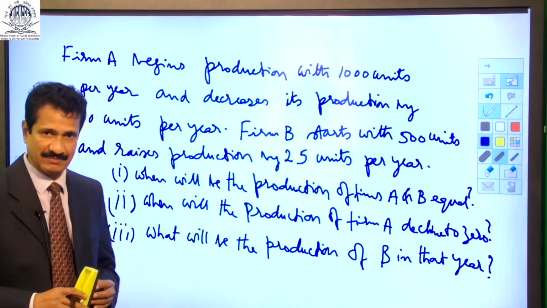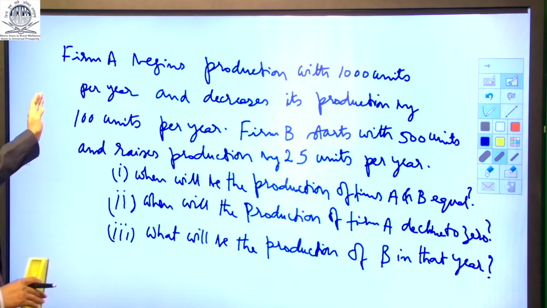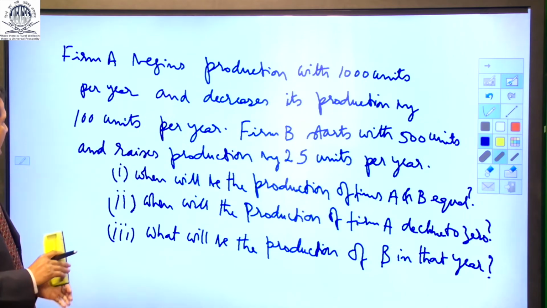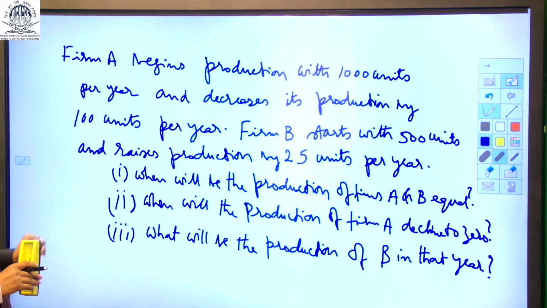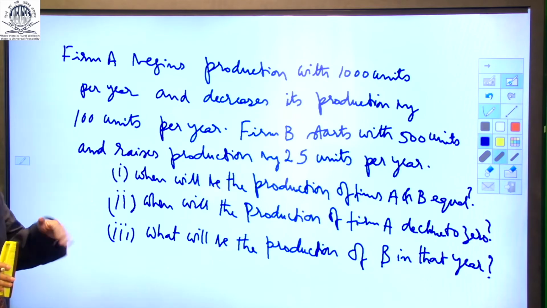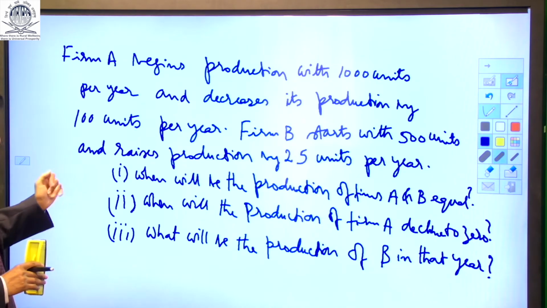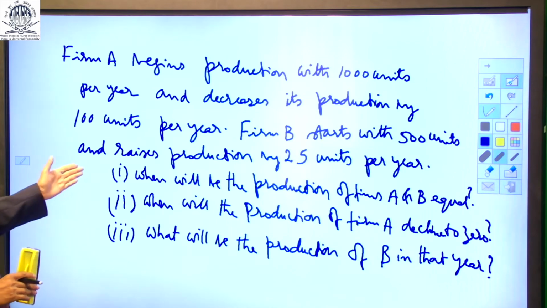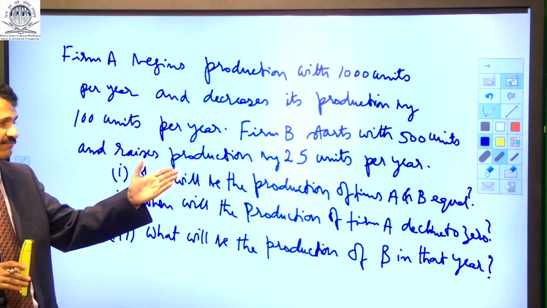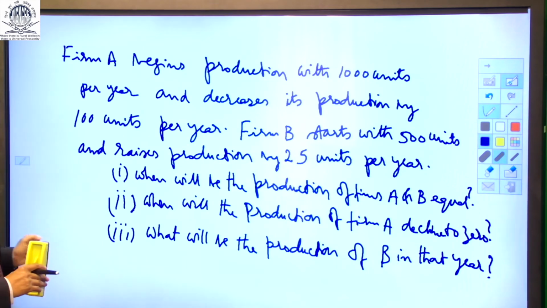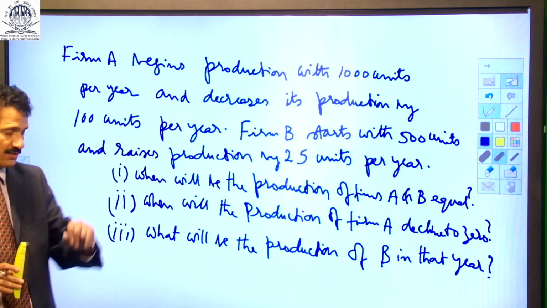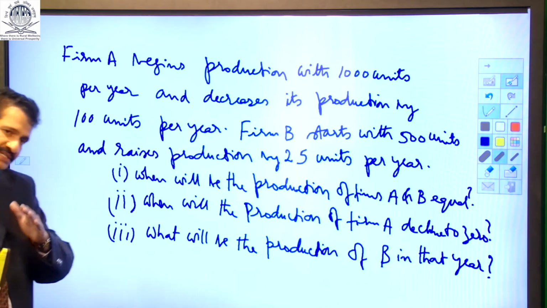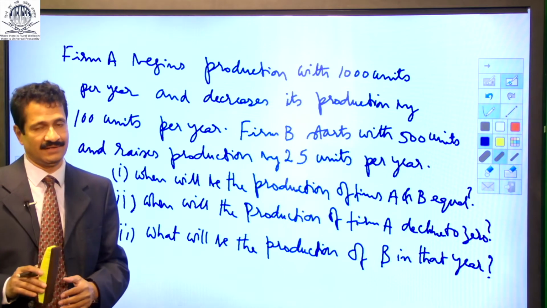Let us now move to the other problem. Let me read the problem for you. Firm A begins production with 1000 units per year and decreases its production by 100 units per year. Firm B starts with 500 units and raises production by 25 units per year. There are 3 questions to this problem. Question 1: When will the production of firms A and B be equal? 2: When will the production of firm A decline to 0? 3: What will be the production of B in that year?